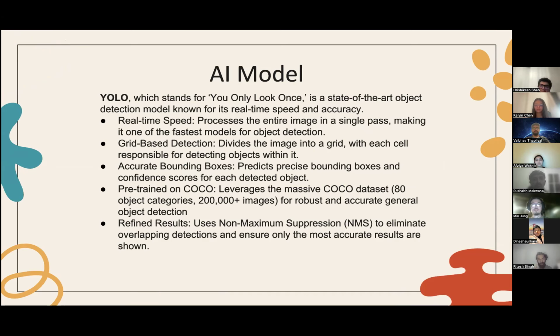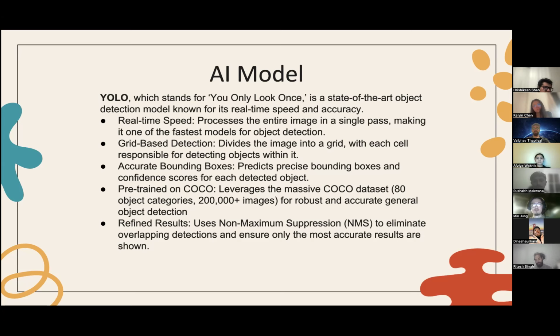So the model which we are using is called YOLO, You Only Look Once. It is a real-time object detection model known for its speed and accuracy. Unlike traditional methods that scan an image multiple times, YOLO processes the entire image in a single forward pass of a neural network, and it enables fast and efficient detections. It divides the image into a grid and predicts the bounding boxes, class labels, and confidence scores for each cell. And it is trained on the COCO dataset with 80 object categories.